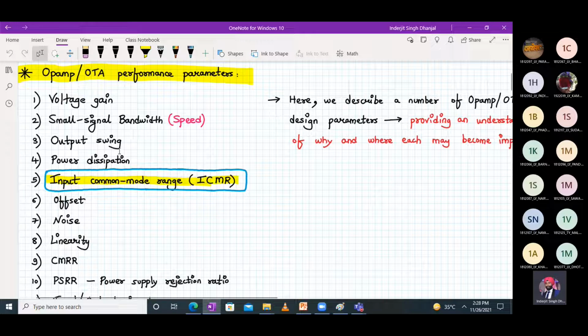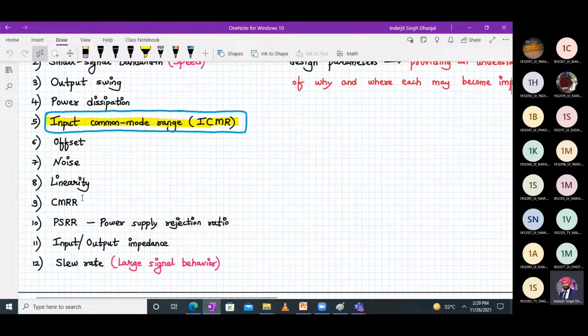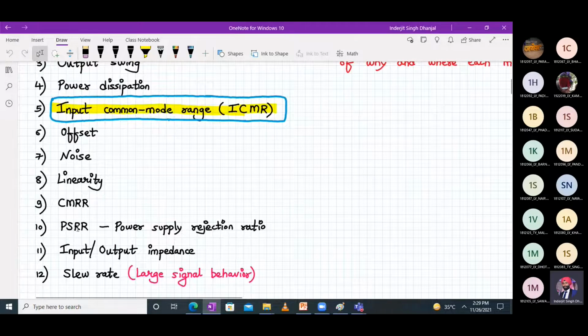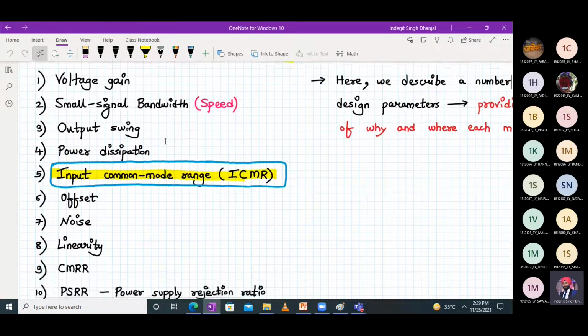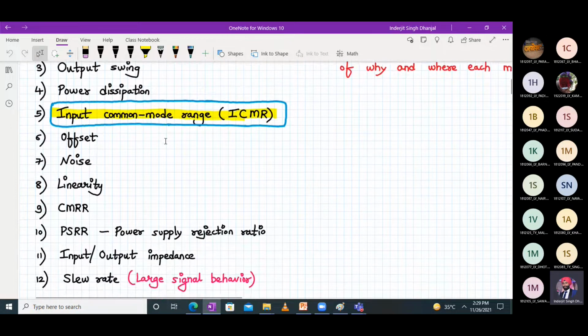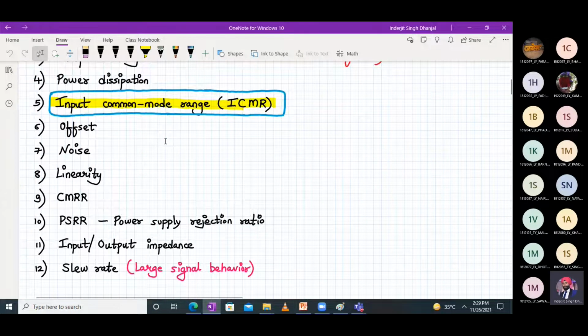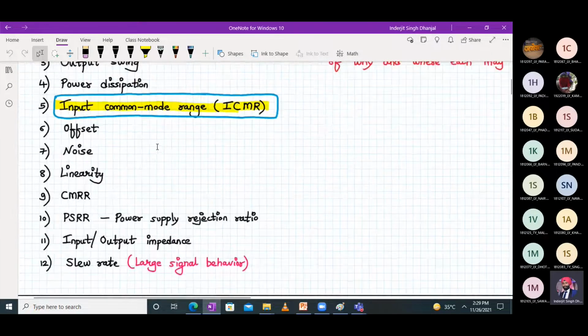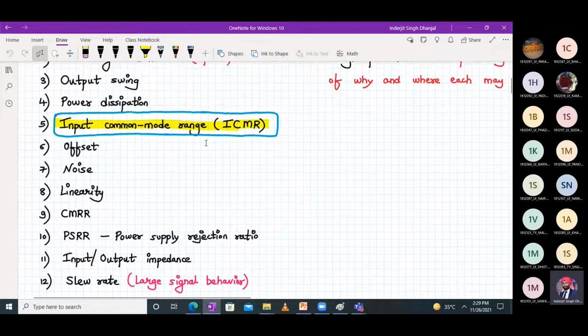Output swing will be defined. Power dissipation. Input common mode range, which we call ICMR. Correct? So this is also a very, very important factor. Then we have offset voltage. Then noise, linearity, CMRR, PSRR, which is your power supply rejection ratio, input and output impedance, and slew rate. So these are all the performance parameters or specifications which might be given for a design of Opamp or OTA. Fine. So let's start by explaining in brief about input common mode range, ICMR.